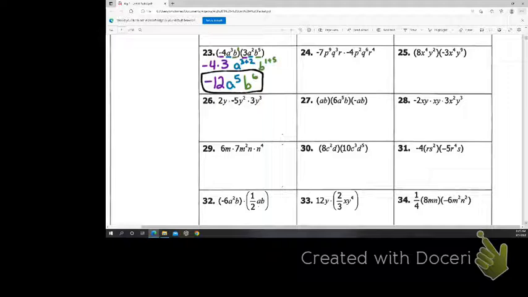There could be more than 2 variables, like in 24 we have p, q, and r. So start out with those coefficients, -7 times -4. So when I multiply two negatives, I get positive 28. Then my p, 9 and 2 make 11. Then my q, 3 and 6 make 9. Then my r, 1 and 4 make 5.